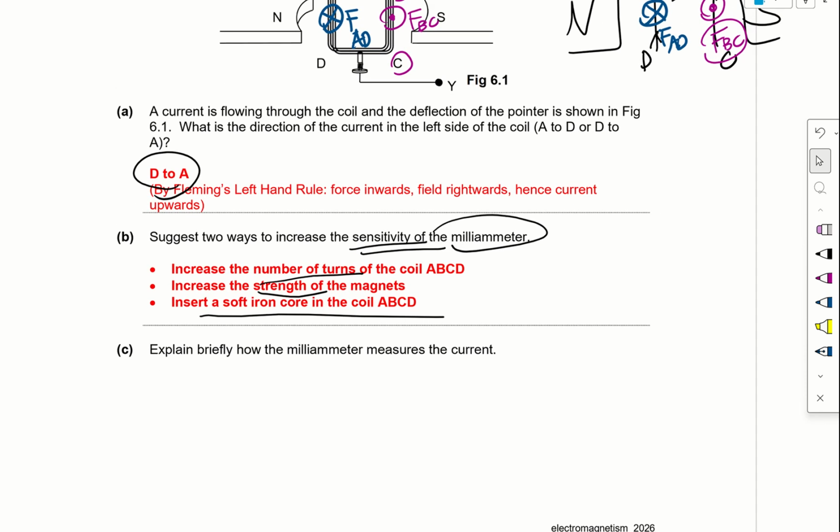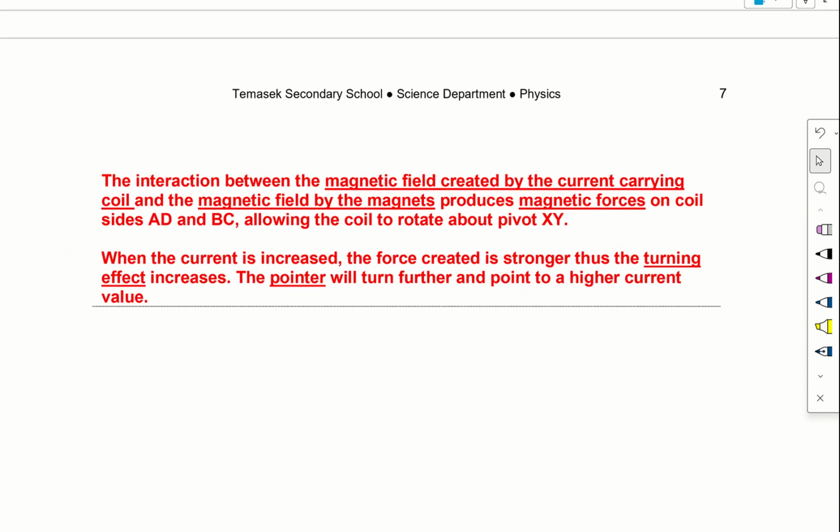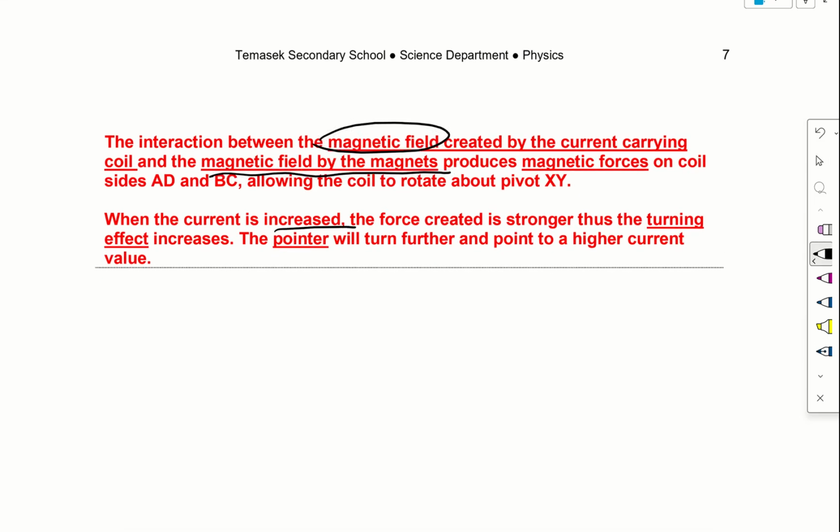Now, explain briefly how the milliammeter measures the current. So it is the interaction between the magnetic fields created by the current carrying coil, right? So there is one magnetic field that's produced by the current, and there is also an external magnetic field from the magnet. So it is the interaction that produces a magnetic force. Okay, so when the current is increased, the force created will be stronger because of a stronger magnetic field that's produced, and when I have a stronger force on both sides, in opposite directions, the turning effect increases, so the pointer will turn further and point to a higher current value. Okay.